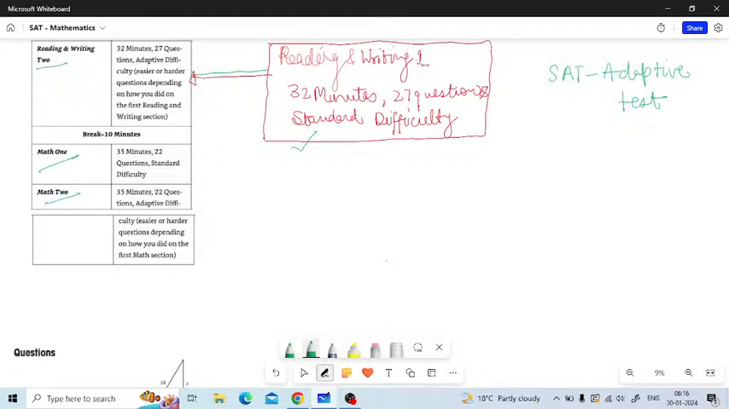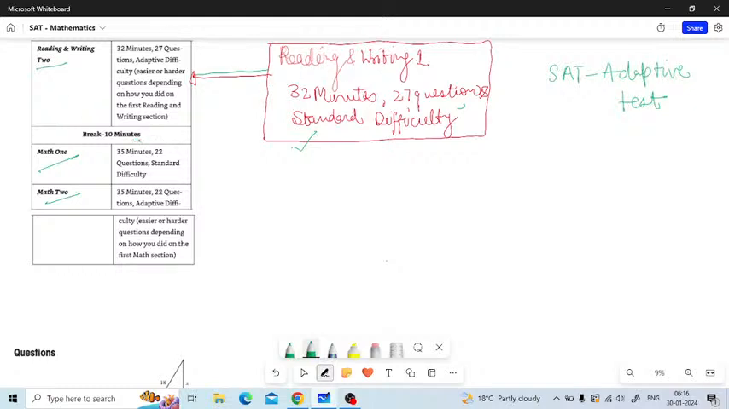Reading and writing section 1 will be 32 minutes, 27 questions, standard level of difficulty, and if you perform very well, then in the second section you will get more difficult questions. Adaptive difficulty means easier or harder depending on how you did on the first reading and writing section.